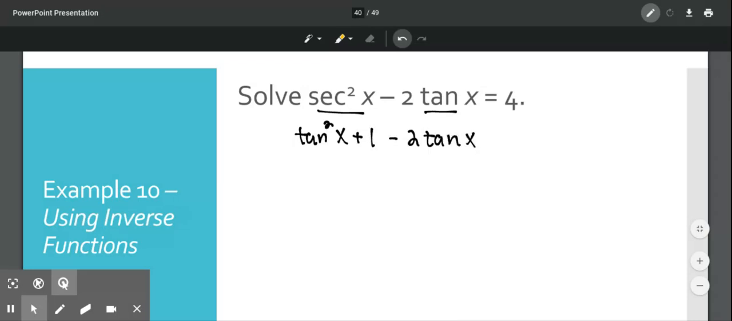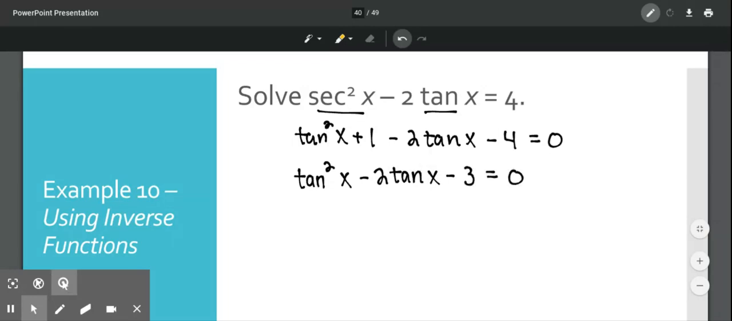And then we would have minus 2 tangent. And let's bring this 4 over. So minus 4 equals 0 because we're just setting this up to look quadratic. So we would get tangent squared minus 2 tangent minus 3 equals 0.